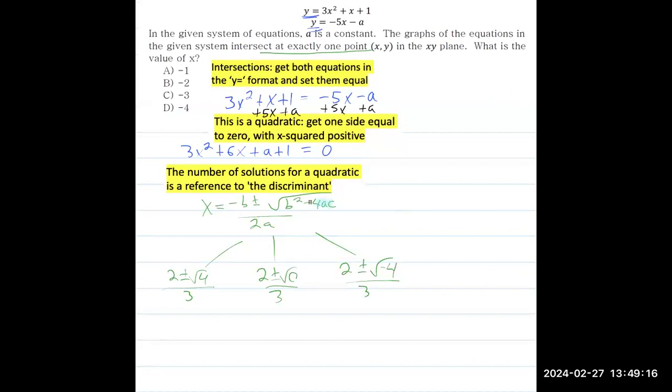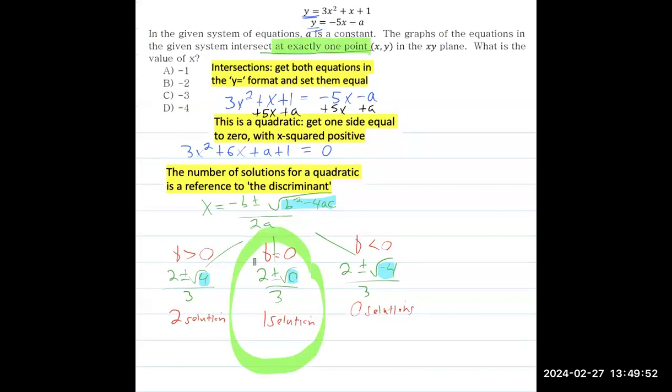So the discriminant is the b squared minus 4ac, and here we have it positive, 0, and negative. So if the discriminant is a positive number, we would be adding and taking away, so we'd be getting two solutions. If the discriminant is 0, we would just have 0 there, and there's one solution, it's 2/3. And if the discriminant is a negative number, we're not allowed to have a negative under a radical, so that's no solutions. So when they tell us this is happening at exactly 1 point, they're telling us that there's one solution, and they're telling us that b squared minus 4ac equals 0.